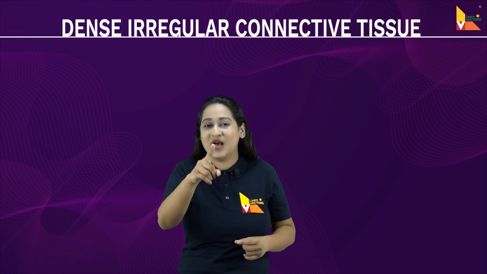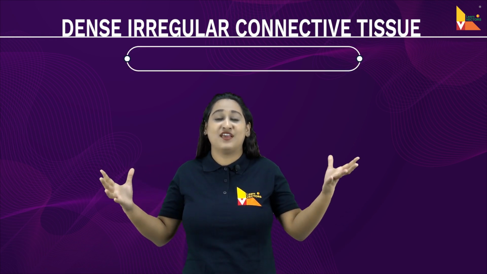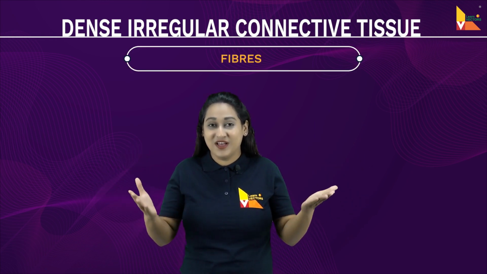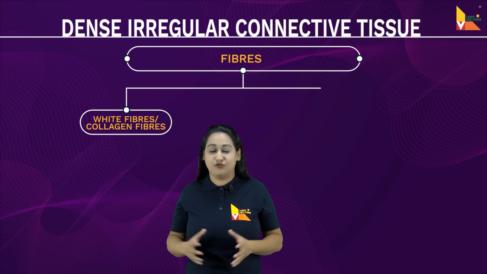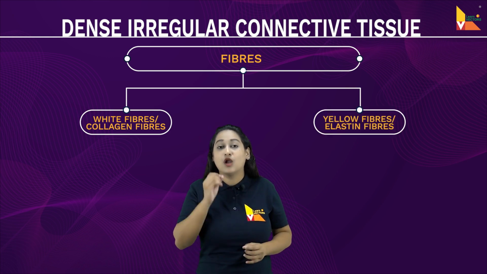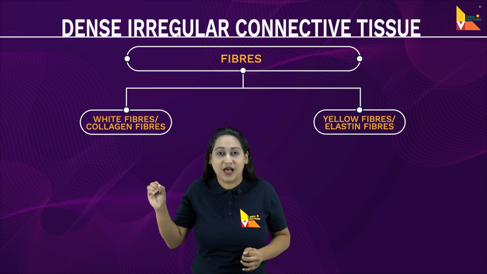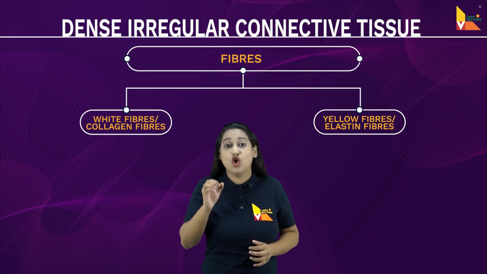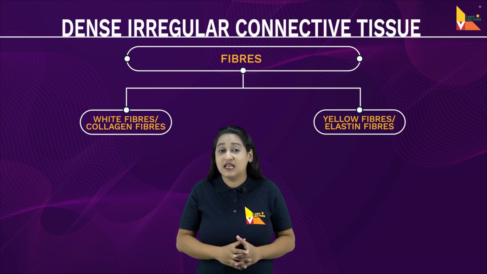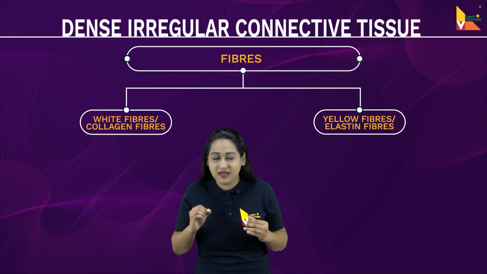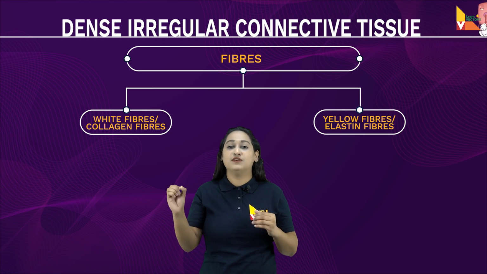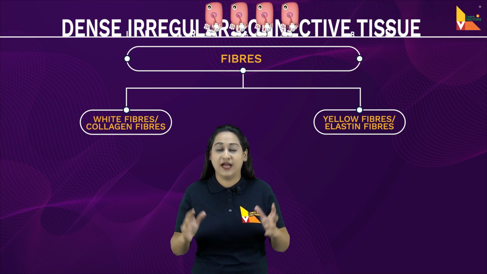The second thing we are going to speak about is dense irregular connective tissue. Here we are going to talk about the much awaited thing, fibers. There are two types of fibers, white fibers and yellow fibers. The white fibers are also called collagen fibers, whereas the yellow fibers are called elastin fibers. So very quickly, we will first study white fibers.